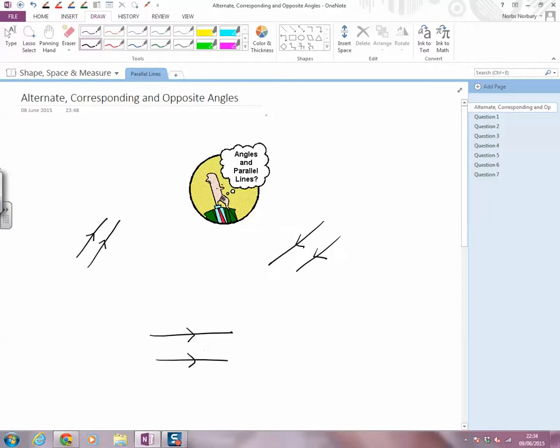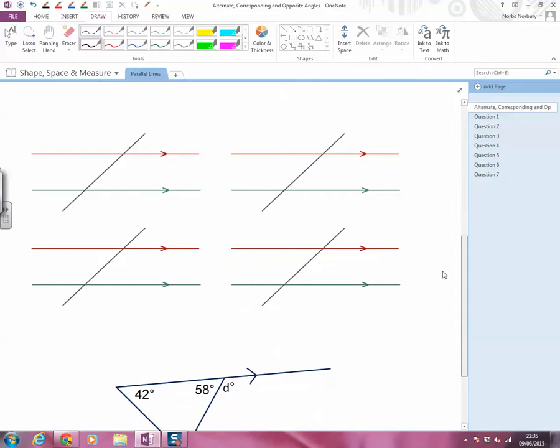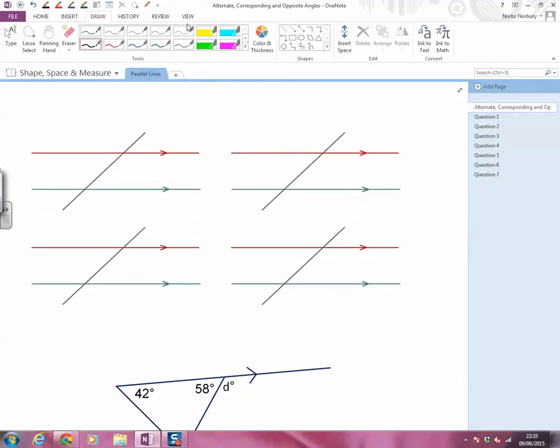But today we're not just interested in the two parallel lines, but actually we're interested also in the angles that it makes when you cross. So these angles here, what's special about all these angles all the way around here? Well, for this we need to know the names alternate, corresponding and opposite. So let me demonstrate. Here I've got 4 diagrams already done, and we're going to go through those 4 in a second.